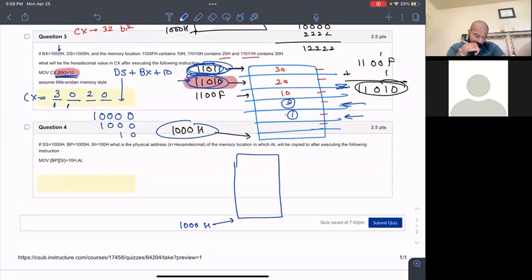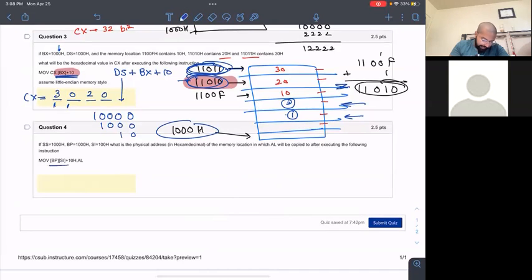Actually, I don't think we need a stack in this case. We can just solve it without drawing a stack. It's pretty simple. We're moving to the offset of BP plus SI plus 10H. Our CPUs are capable of adding these together. The address of the base pointer plus the address of the source index gives us the actual location where we want to save the value of AL.